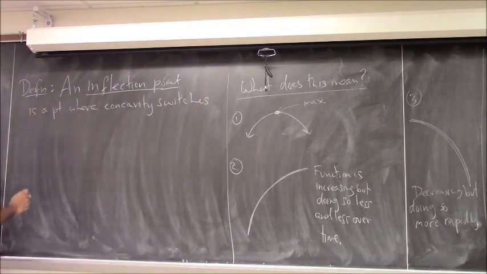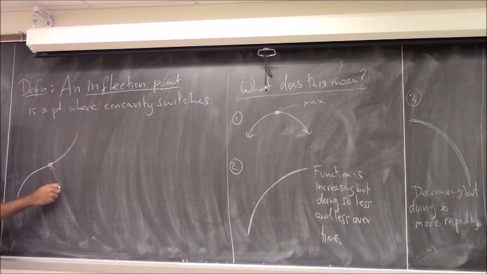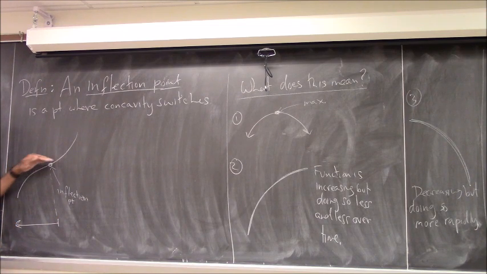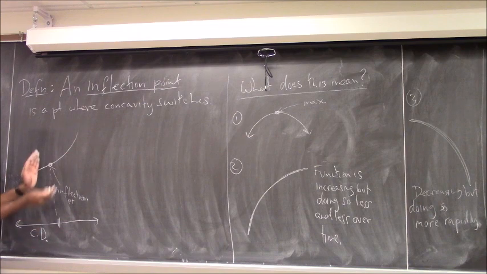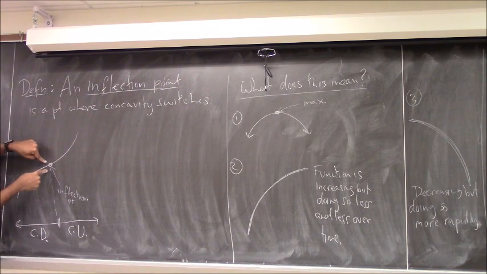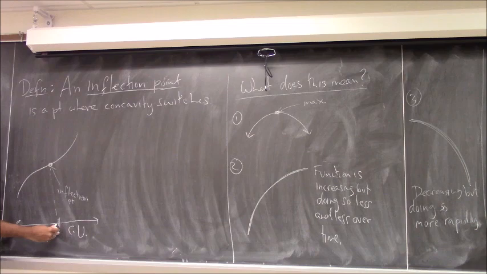So this is if your graph looks like this. That point here is the inflection point. You'll notice that if I'm to the left of this point, I'm concave down like a frown. But once I pass that point, now I'm shaped like a cup, like a smiley face. I'm positive, I'm happy, and that's concave up. So at this point here, I switch from concave down to concave up.